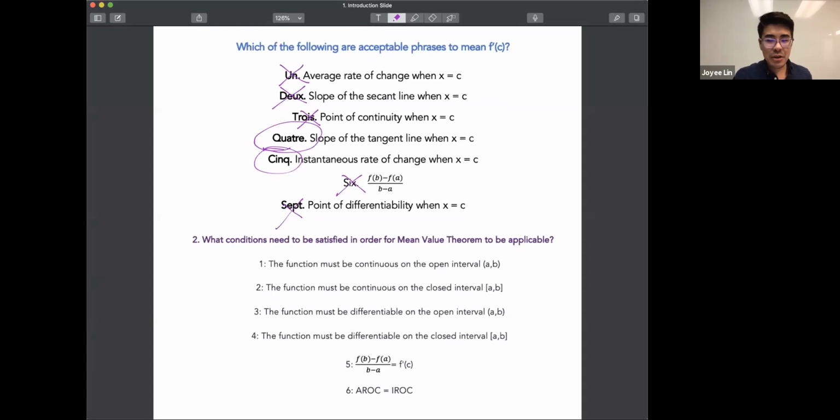And for the mean value theorem to be applicable, the function must be continuous on the closed interval, and the function must be differentiable on the open interval. Those are the two conditions that need to be satisfied.